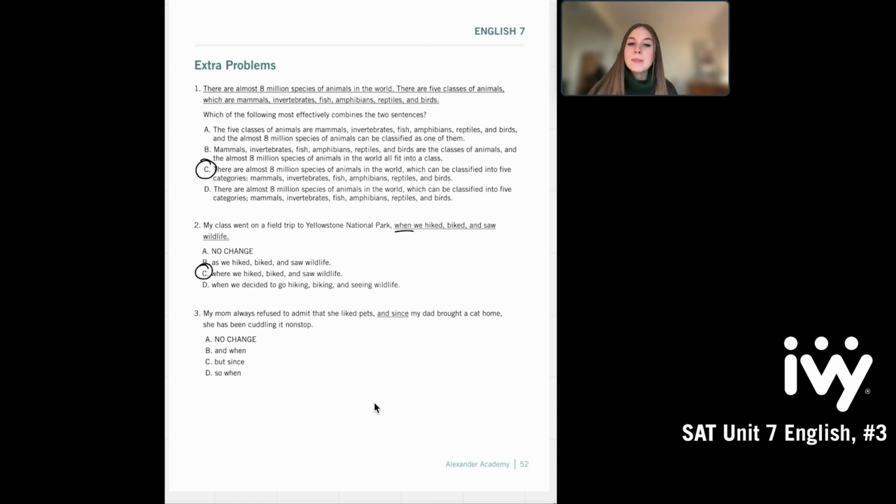Number 3. My mom always refused to admit that she liked pets, and since my dad brought a cat home, she has been cuddling it nonstop. Here we're introducing contradictory ideas, the idea that the mom does not want to admit she likes pets, and the idea that now she is cuddling this cat. Therefore, we should use the contradictory conjunction, "but."